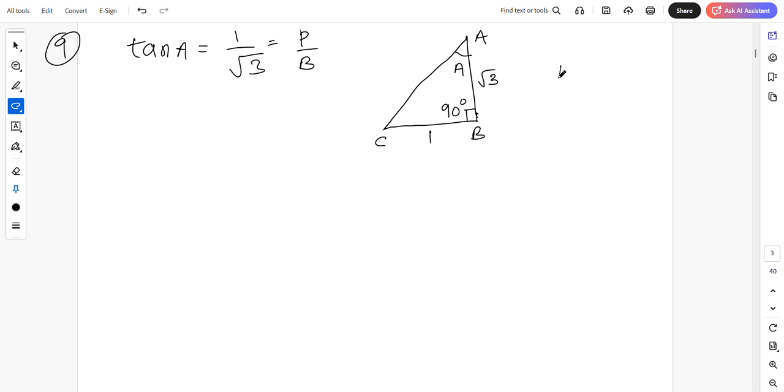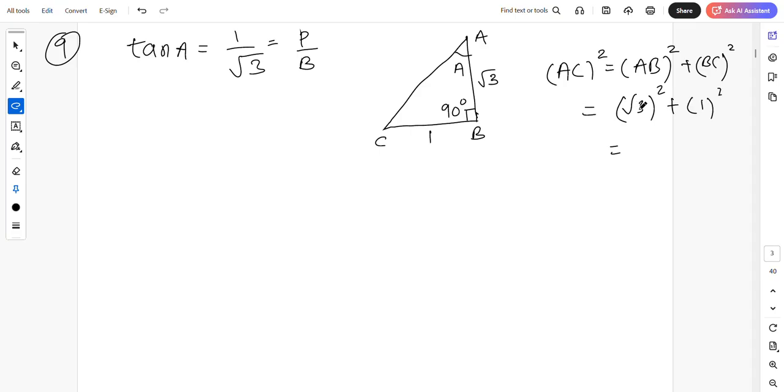You are supposed to calculate AC by Pythagoras theorem. AC square is equal to AB the whole square plus BC the whole square. AB is root 3 the whole square plus BC, which is 1 the whole square. Root and square get cancelled: 3 plus 1 is equal to 4. It is a perfect square. AC the whole square is equal to 4, so AC is equal to 2.